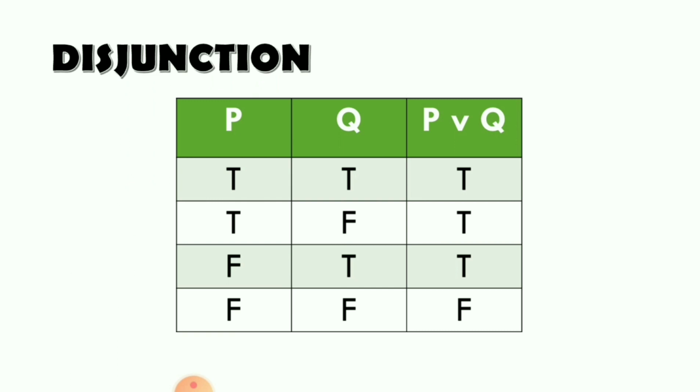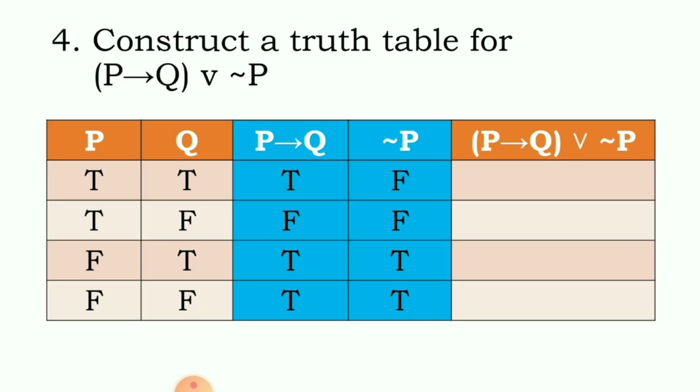Under disjunction, it will only be false if both the propositions are false. Otherwise, it will be true. So we'll only be needing the truth values under if P then Q and the negation of P. So we have the truth values true, false, that is true. Both false, that is false. Both true, that is true. And another both true, that is true.